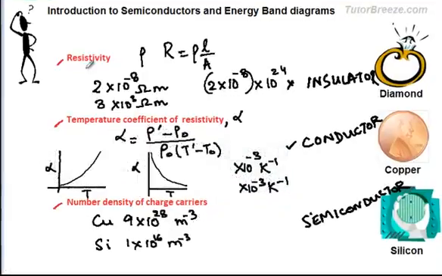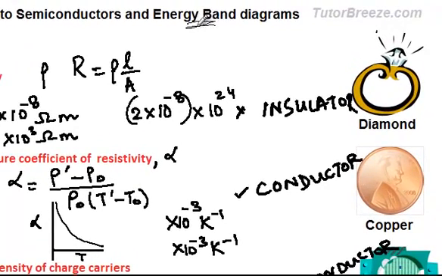See, all these three values can be measured experimentally, but there is still another feature that is used to distinguish between insulators, conductors and semiconductors, and that is the energy band structure. So now we look at energy band structure in crystalline solids.